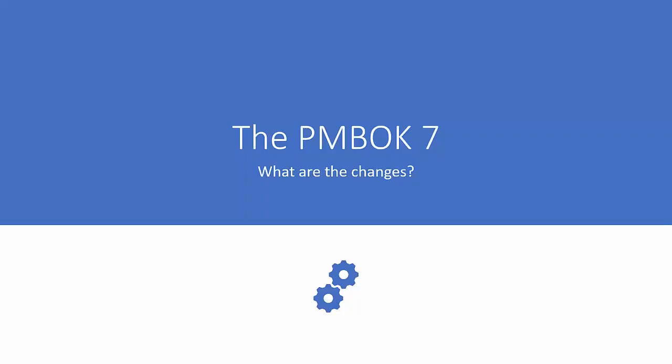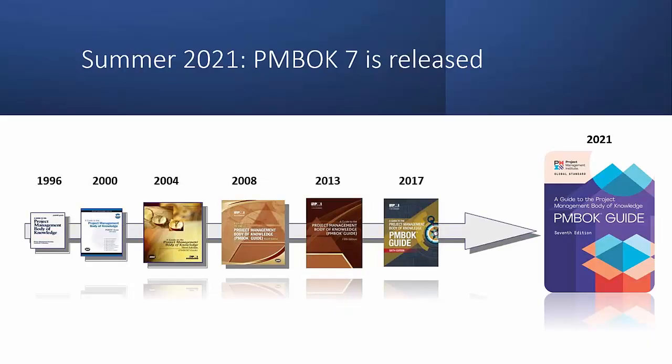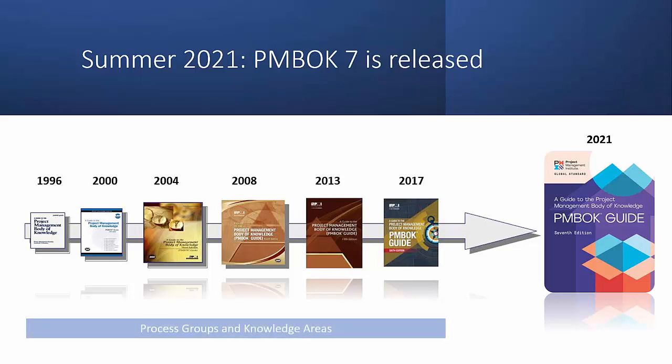So first of all, what are the changes from PMBOK 6 to PMBOK 7, or what are the changes in the current PMBOK 7? In the past, from PMBOK 1 to PMBOK 6, we've seen an evolution of the project management body of knowledge, but it was always structured around process groups, knowledge areas, and the processes evolved. There was mostly growth in processes, and a realignment of processes, but the basic structure has always stayed the same. With the shift to PMBOK 7, this changes.